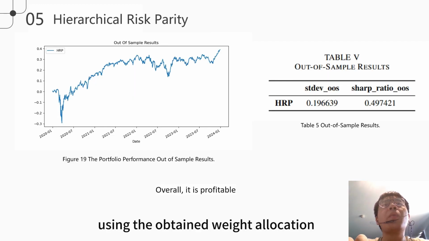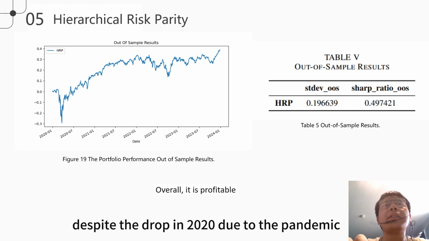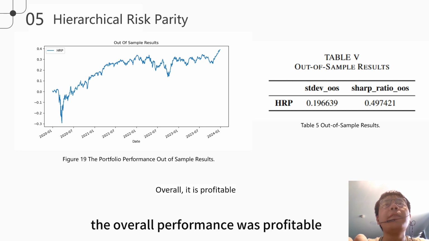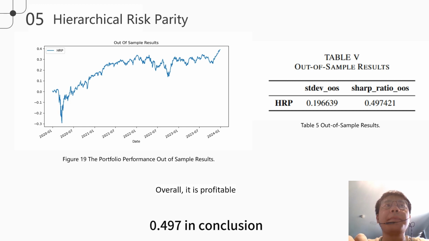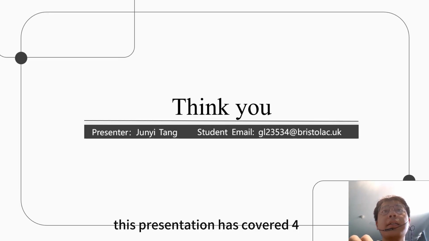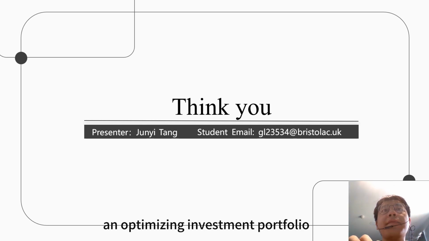Using the obtained weight allocation, I test the results on the out-of-sample data. Despite the drop in 2020 due to the pandemic, the overall performance was profitable. The final Sharpe ratio on the out-of-sample data reached 0.497. In conclusion, this presentation has covered 4 different machine learning methods for constructing and optimizing investment portfolios.